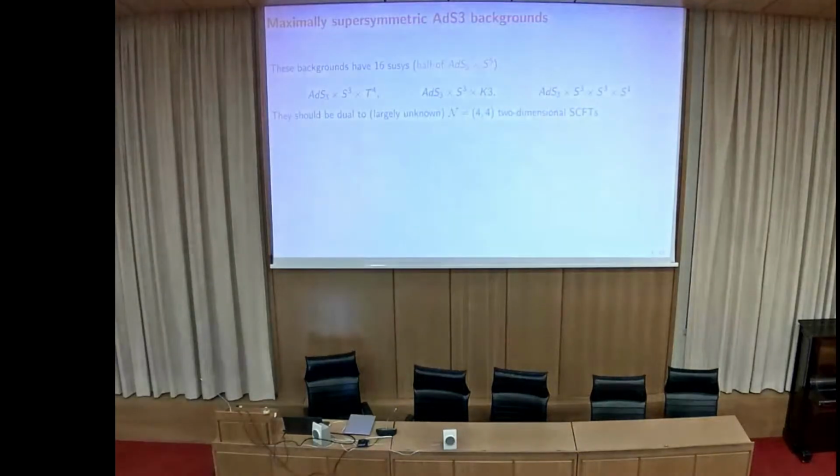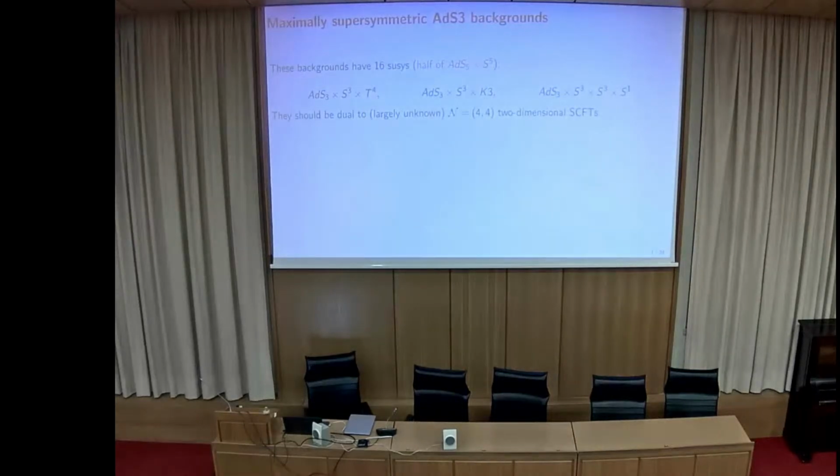So I will focus on backgrounds, the maximally supersymmetric AdS3 backgrounds. They are of the type AdS3 x S3 x something, and they come in different families. You can have T4, that's the simplest case. You can have a K3 instead of T4. Or you can have, and that's a bit complicated, two spheres, so S3 x S3 x S1. And that's because, as Fiona was saying, you can change a little bit the spheres.